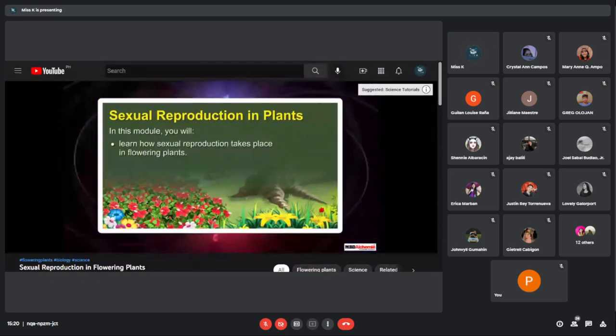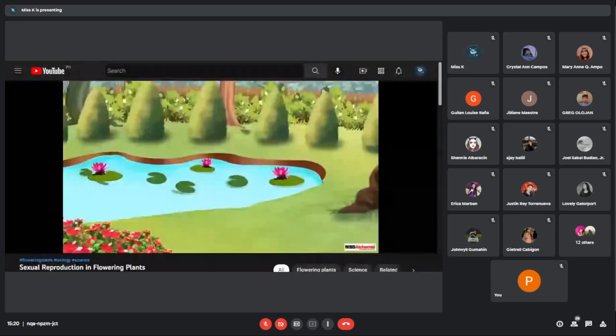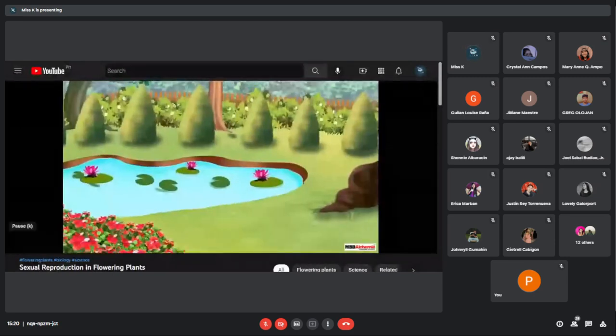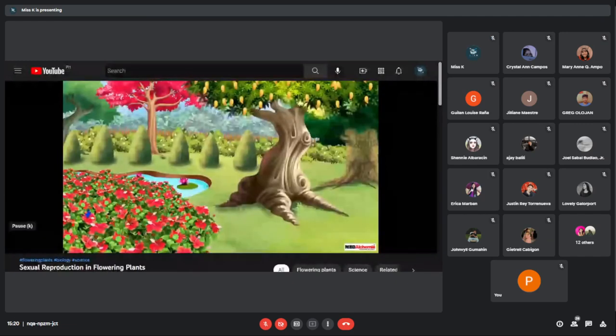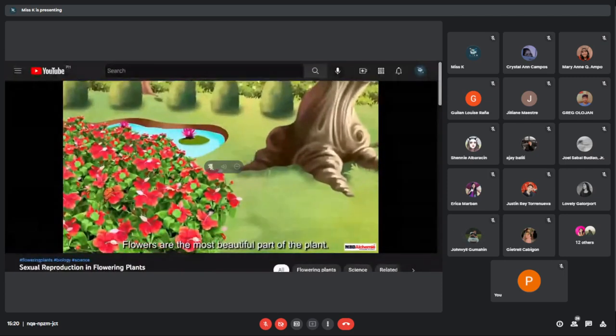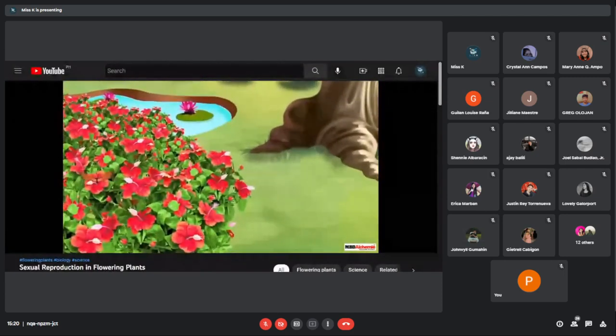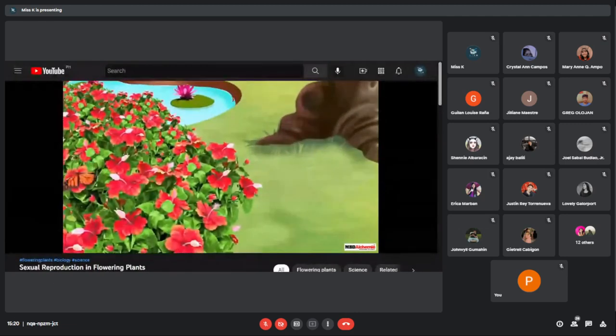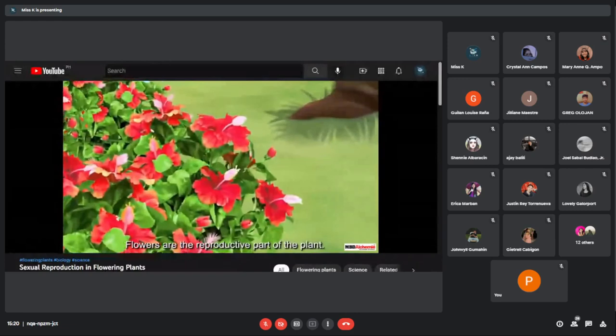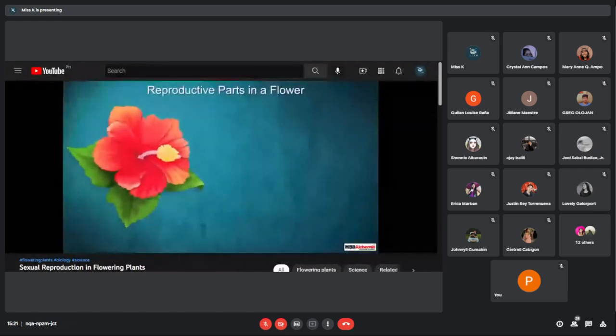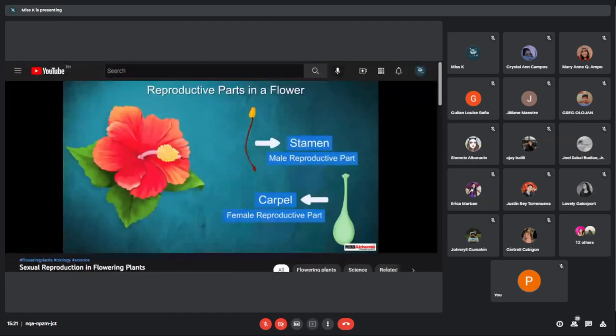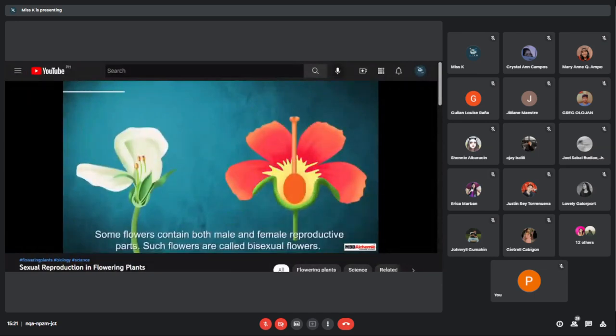Sexual reproduction in plants. In this module, it is spring season. The flower, the most beautiful part of the plant, is the reproductive part of the plant. In the flower, the stamen is the male reproductive part and the carpel is the female reproductive part.